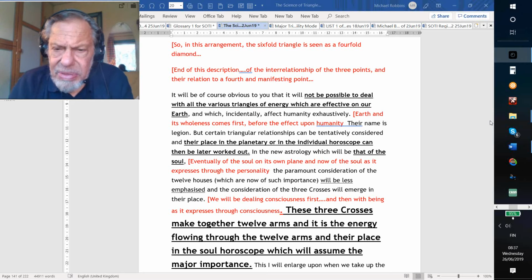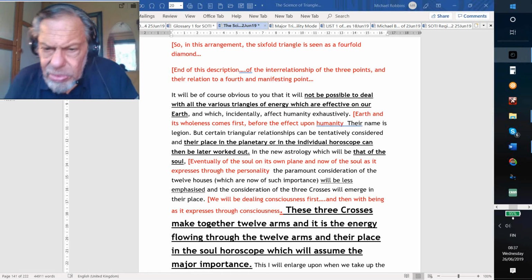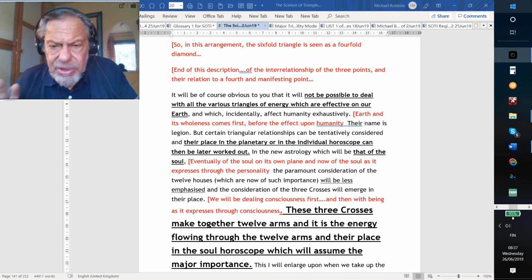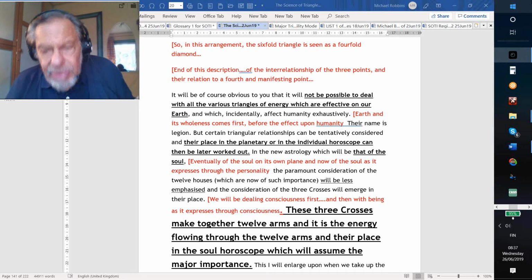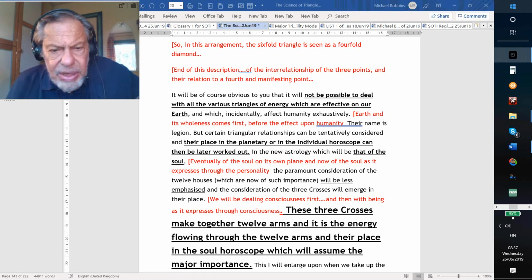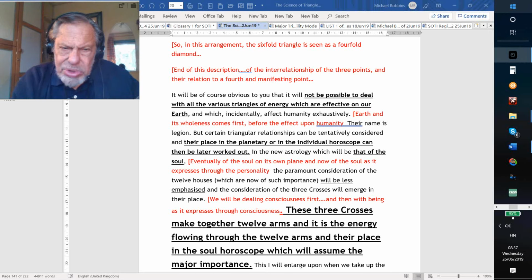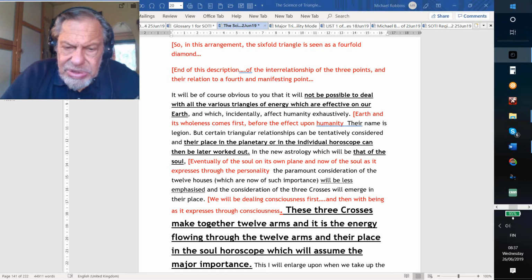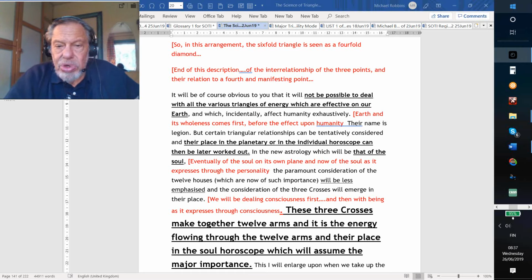So there's a lot of mathematics going into this, and numerical symbology is important when we look at the geometrical configurations within the 12. These 3 crosses, he says, make together 12 arms, and it is the energy flowing through the 12 arms and their place in the soul horoscope, whatever that is, which will assume the major importance. Now, some people are trying to get at the soul horoscope.